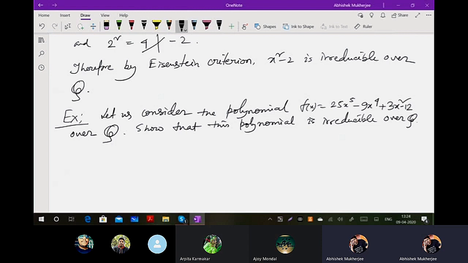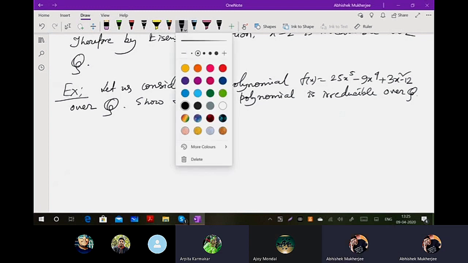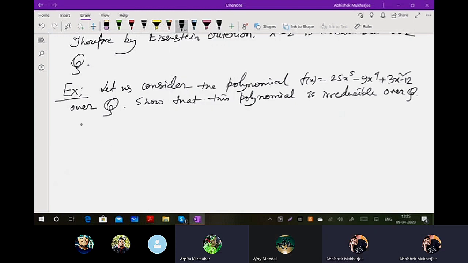So what would be the prime for this case? 3. p equal to 3. 3.